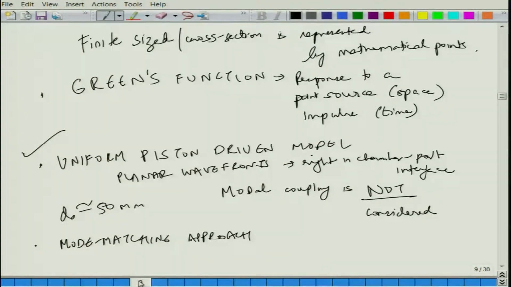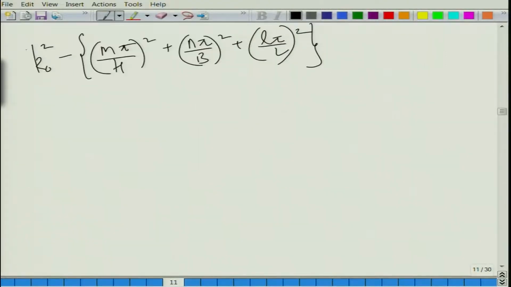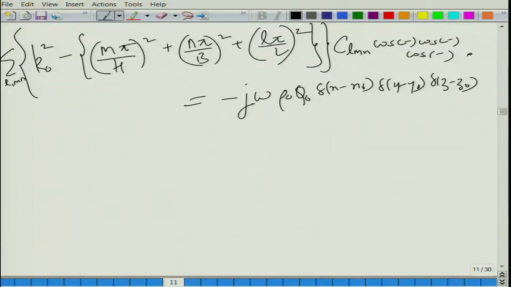So, eventually what you will get is basically this thing, n pi by b whole square. So, we get this, and then you get your k square, C l m n and all these cos functions. Okay, this summation is there, of course. This is a triple summation over l, m, n. So, I am not writing down this thing explicitly, but you have j omega rho naught q naught into the Dirac delta functions. Okay. And you just get rid of the time term, that is understood, it is time harmonic. So, here also there is e^(j omega t), and here also, so it just cancels out, you just do not worry about it.